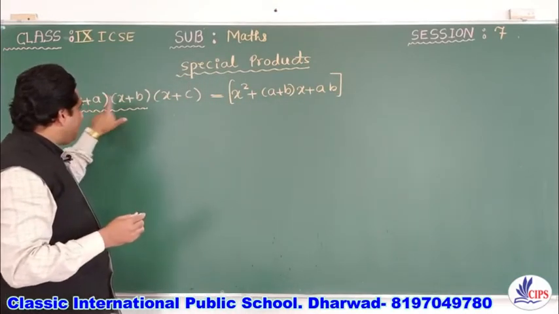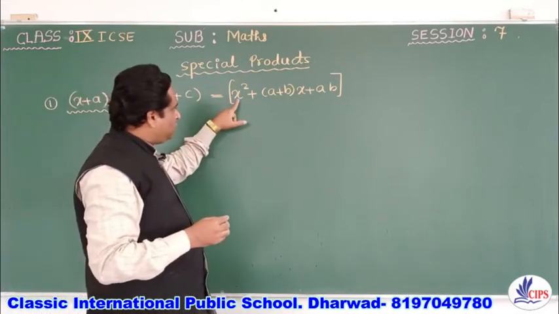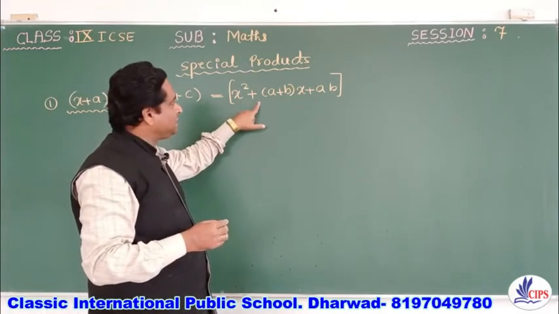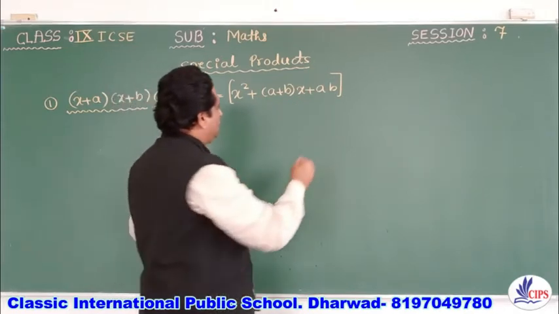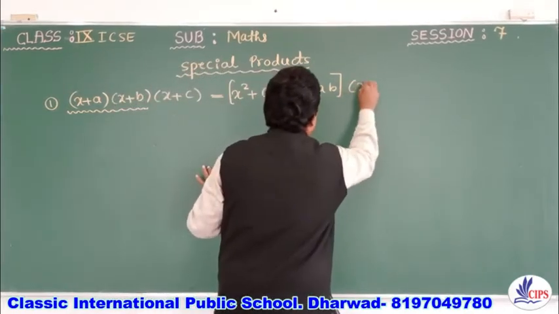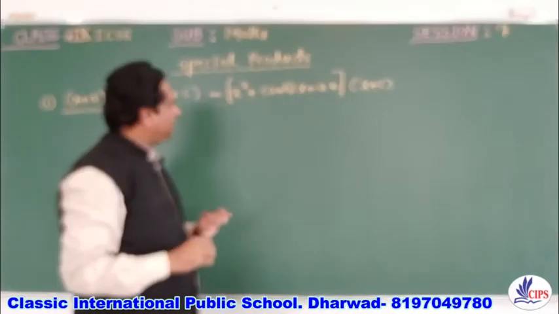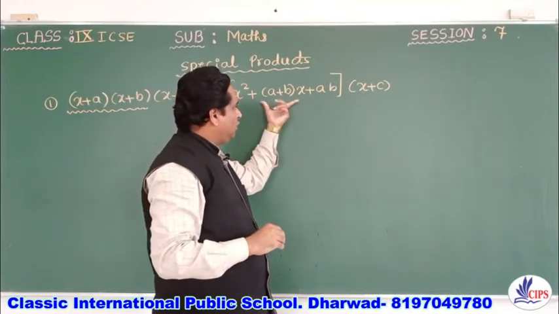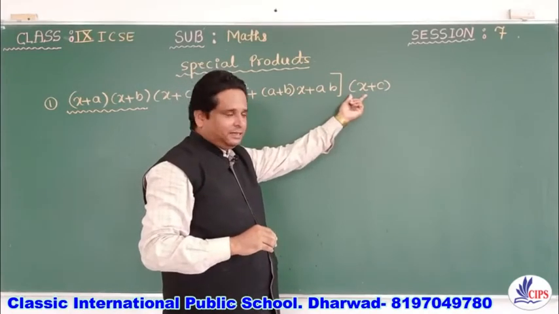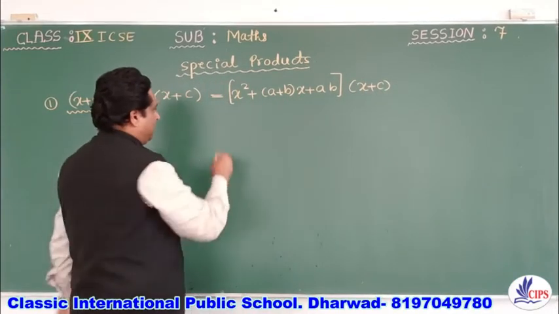We know the expansion of (x + a)(x + b). (x + a)(x + b) is equal to x² + (a + b)x + ab. Now this should be multiplied by (x + c). First you multiply the full bracket by x, then the full bracket by c. You know how to multiply, right?